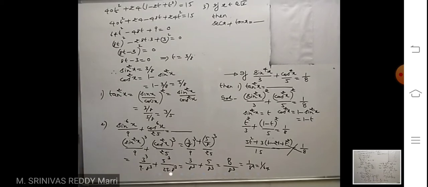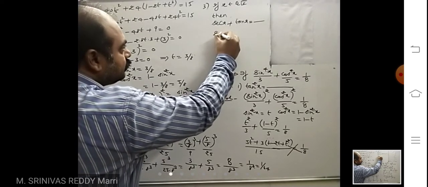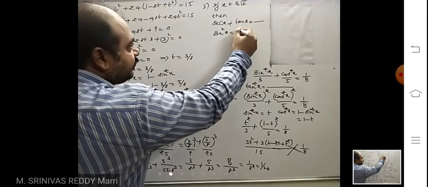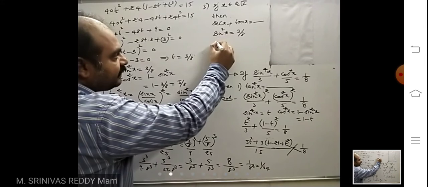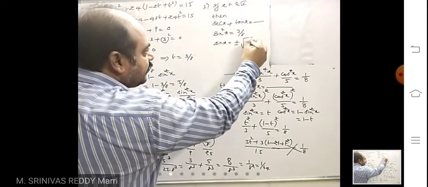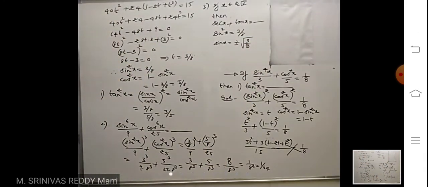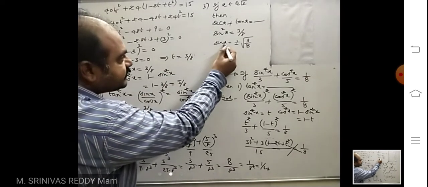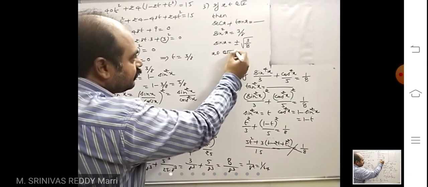Look at it. So x belongs to quadrant 4. Now you know this value: sine square x equal to 3 by 8. Now calculate the sine x value. Sine x value is plus or minus, because whenever a square is there, you write plus or minus, plus or minus root 3 by 8. But it is given that x is in quadrant 4.